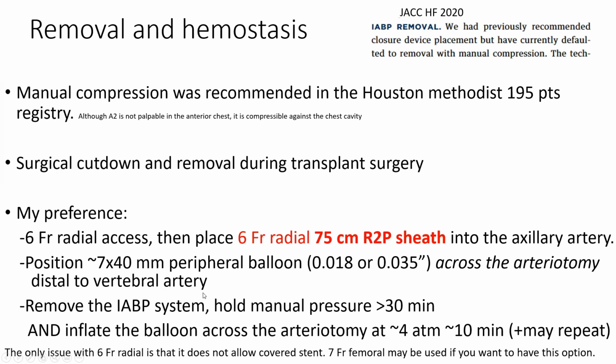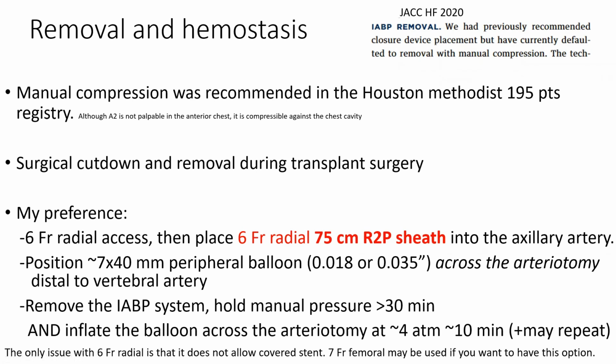So you remove the balloon pump system, and you inflate that peripheral balloon for about 10 minutes at a time while holding manual pressure. The beauty of having the 6 French radial sheath is that you don't just do peripheral balloon inflation, you can also do peripheral angiography at the end. So you verify that you've achieved hemostasis. And it's best to wait till the very end. So I do 10 minutes of inflation while holding 30 minutes of pressure.